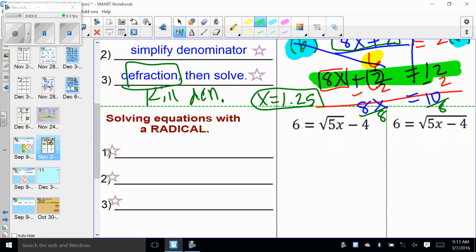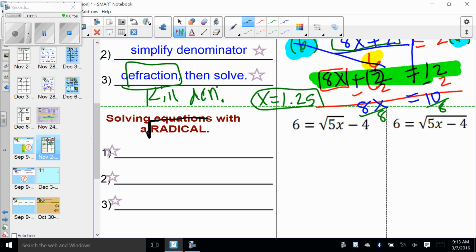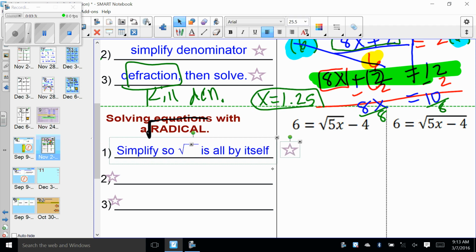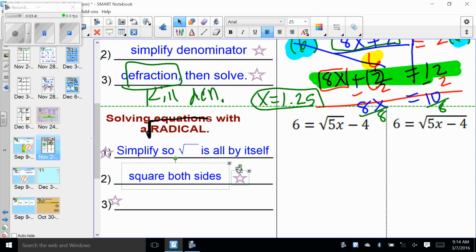Okay, so what about when we have a radical? Keep in mind that a radical is a square root. Remember, radicals are just square roots. All right, so here are our steps for radicals. Step 1, simplify so the square root is all by itself. We'll talk about how to do that. After I do that, we're going to square both sides. And we're done with that. We're going to solve. So the hand method's going to kick in again. We've got to get the square root all by itself. Solve both sides. We'll have 2 problems to solve in here.